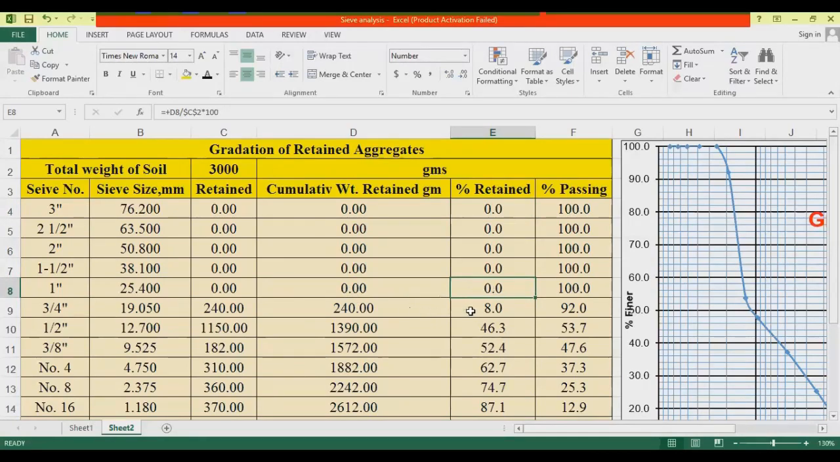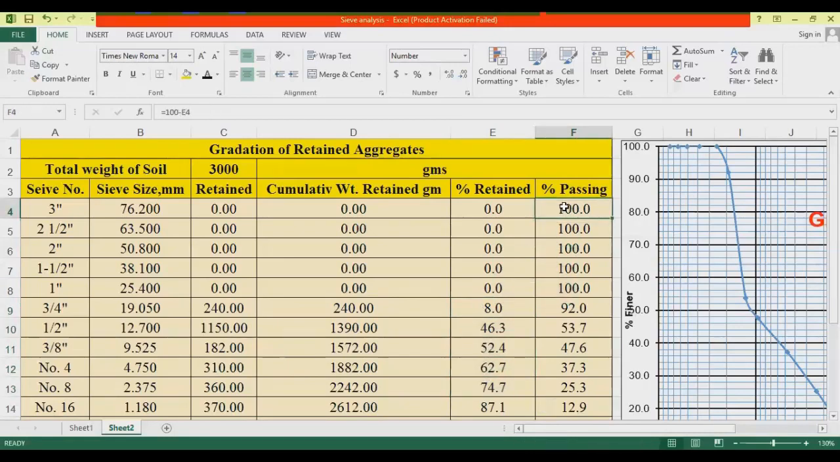Now over here you can see on the 3/4-inch sieve, 240 gram of the material has been retained. So the formula is 240 divided by 3000 multiplied by 100, which will give us the percentage retained on the 3/4-inch sieve as 8 percent. The similar procedure will be applied for the other sieves.